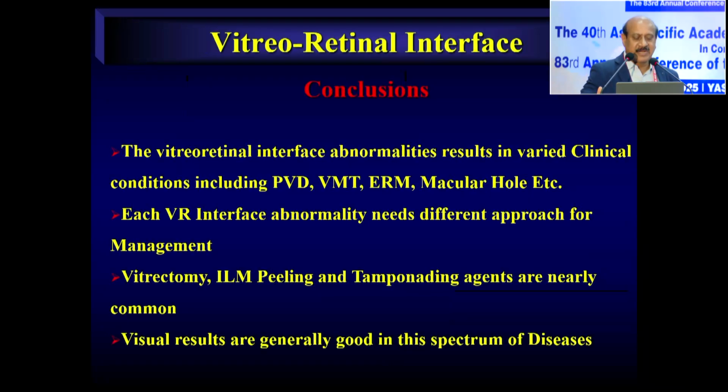With this, I would like to conclude that vitreoretinal interface abnormalities can present in a different variety of clinical pictures, and this requires a lot of interventions. Common intervention is vitrectomy, ILM peeling, and tamponade agent. However, if there are additional changes, they need to be applied on a case to case basis, and most of these disorders result in good visual acuity. That is more important. So we should not neglect clinically and intervene and give a good visual outcome. Thank you for this opportunity.